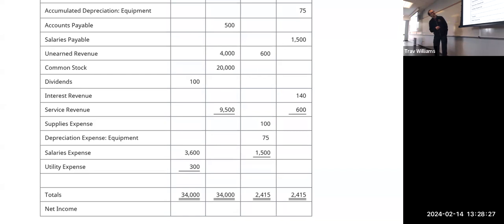We also have a $600 adjustment. What was that for? Yeah, exactly. Unearned revenue. So what happened to that unearned revenue? Did it go up or down? What type of account is unearned revenue? Liability. Yeah, see, it's here with the payables.